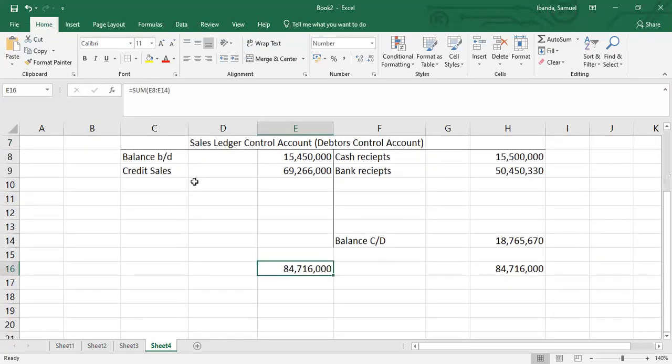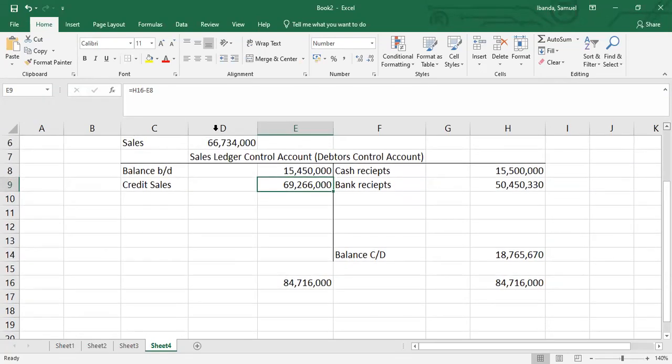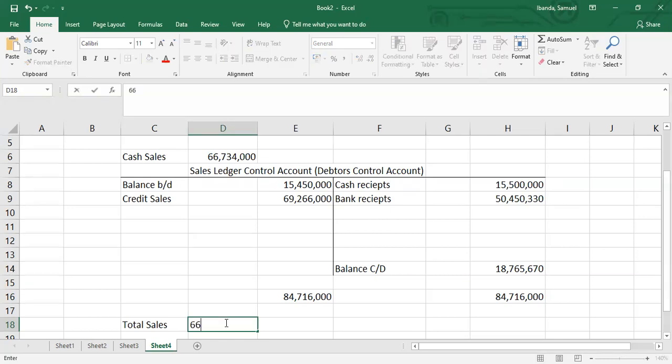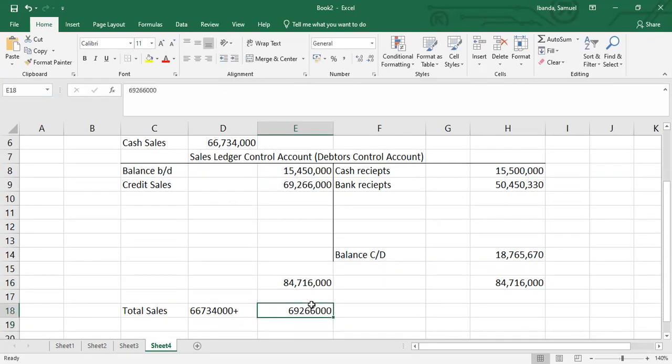So once I have my credit sales and I now have my cash sales, these were cash sales that I picked from the question. Once I do that, I can now determine my total sales. My total sales will definitely equal the 66,734,000 plus the difference, the 69,266,000, like that. Okay, that is what we basically have. So I'll just try to get the answer here, just trying to add this to this.